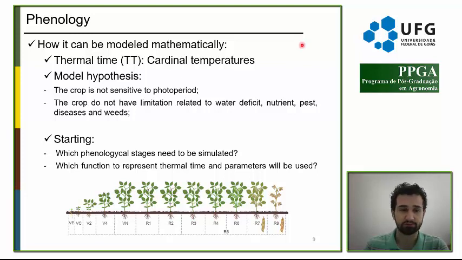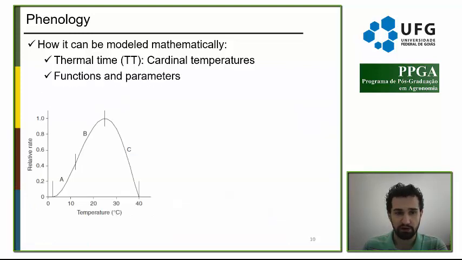So to start this model, we need to define which phenological stages need to be simulated. What is important for a model? Do I need to simulate all these phenological stages, or are just the vegetative and reproductive periods enough for me? I need to define this. And the other question is, which function to represent thermal time and which parameters will be used. Which one is the best for my model, for my proposal? So, based on this information, we can start here with functions and parameters.